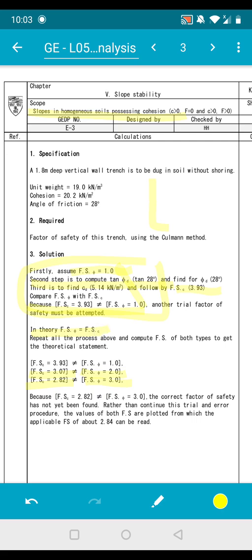All right, so I have another approach. I'll write a statement: because my Fs for cohesion, 2.82, is not equal to the Fs due to the internal friction angle, 3, the correct factor of safety has not yet been found. Rather than continue this trial and error procedure, I'll take a shortcut. The values of both factors of safety are plotted, from which the applicable factor of safety, about 2.84, can be read.